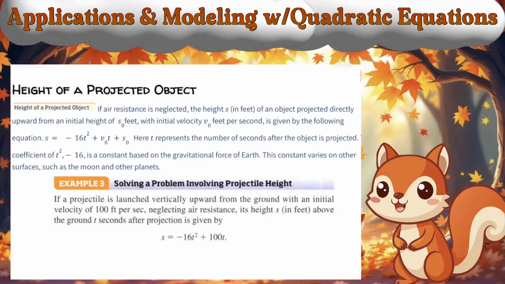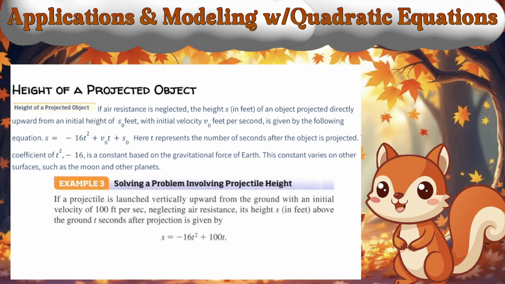The coefficient of t squared, negative 16, is a constant based on the gravitational force of Earth. Acceleration due to gravity is negative 32 feet per second squared. So really you'll understand why in the future, but you would divide that number by 2 to work its way backwards into the position equation from position to velocity to acceleration. So you would multiply it by 2, or divide it by 2 rather. So that's why we have a negative 16 and not a negative 32.